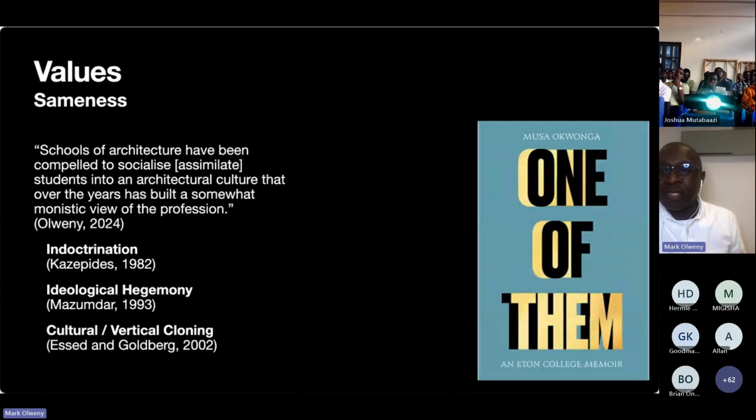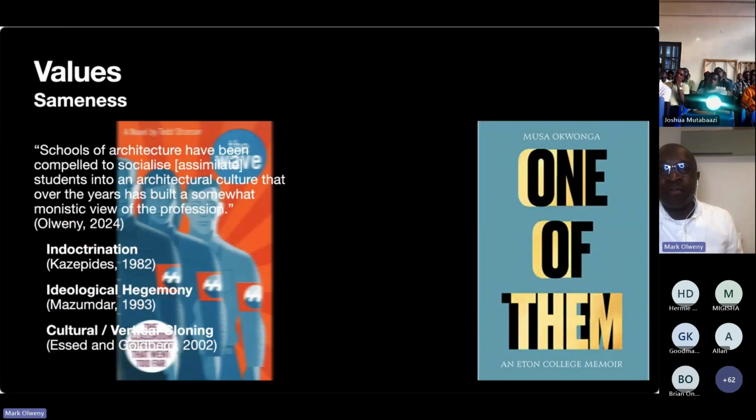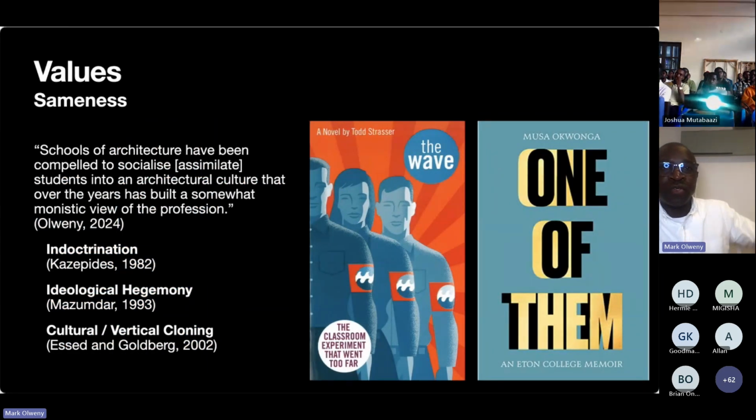Thinking about that, we start looking at some of the literature that's associated with this idea of sameness. The two books that immediately come to mind for me are Todd Strasser's The Wave and Musa Okwonga's One of Them. Musa Okwonga is a Ugandan author, and he was writing quite recently. That book's from 2021. The Wave is much earlier, 1981. But what they suggest are the consequences of this indoctrination approach, this idea of sameness, and it's worth reading those to see what happens there. The Wave, I believe, was fiction, but there was an experiment that was actually tried on that. Musa Okwonga's is actually a real life story, and it's worth a read.